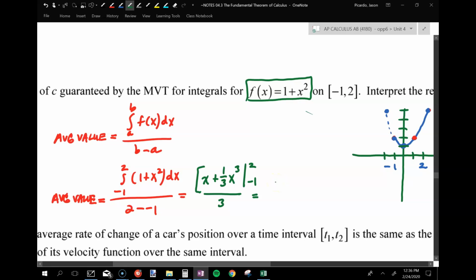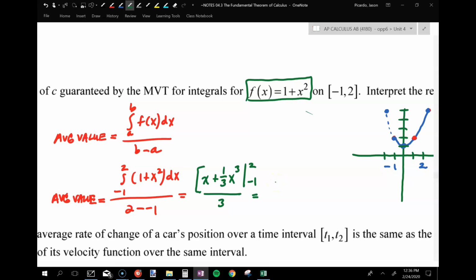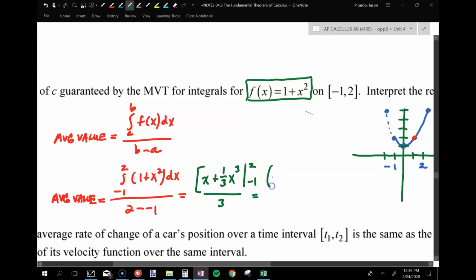So what does that mean, evaluate it from -1 to 2? Plug in the 2, plug in the -1, and find the difference, right? So if I plug in the 2, minus, plug in the -1, over 3.